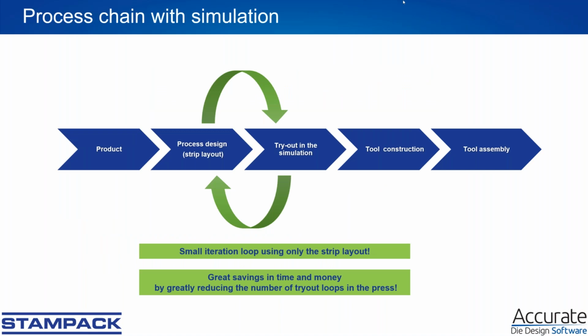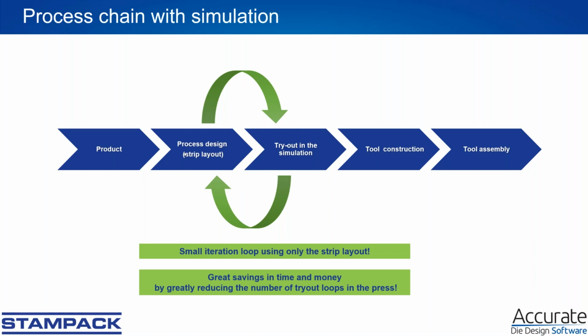So why do we need simulation software? To explain this, I want to show you the process chain in metal stamping when you have simulation software. Typically, you start with a product design, and based on the product design, you have to make the process design, that is, in progressive dies, the strip layout.